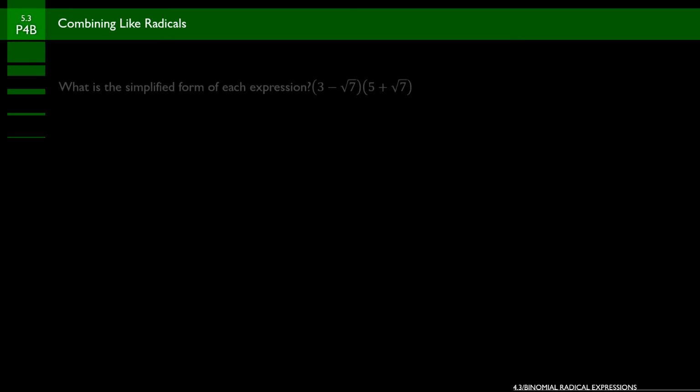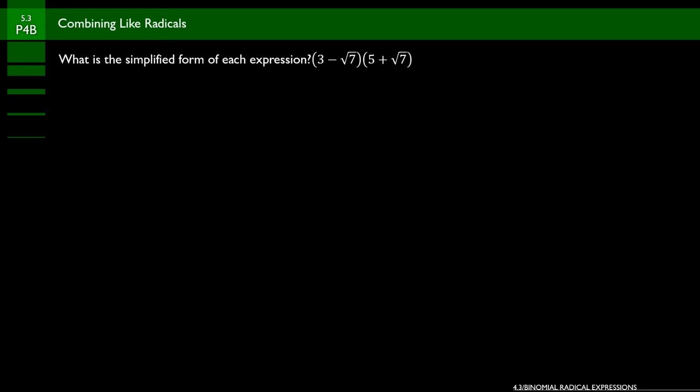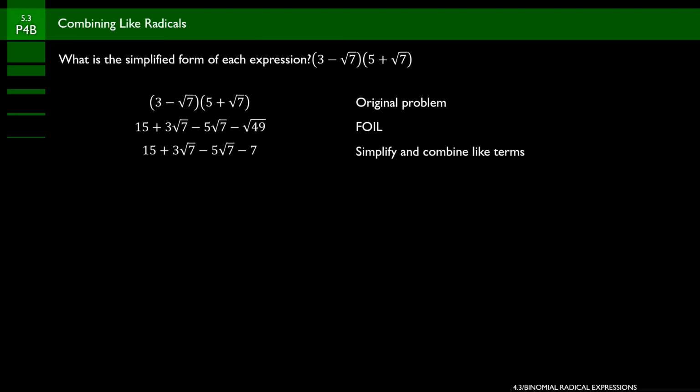The next problem gives us 3 minus square root of 7 times 5 plus square root of 7. So again, use the FOIL method or the open method. So 3 times 5 is 15. 3 times square root of 7 is 3 square root of 7. Negative square root of 7 times 5 is negative 5 square root of 7. And then negative square root of 7 times positive square root of 7 is negative square root of 49. Negative square root of 49 simplifies down to negative 7. Combine like terms, 15 minus 7 is 8. And 3 square root of 7 minus 5 square root of 7 is negative 2 square root of 7.